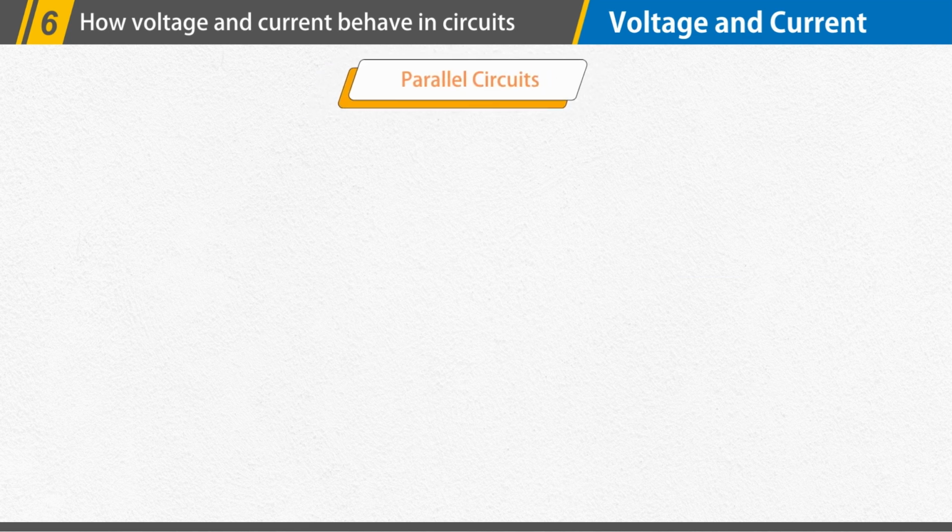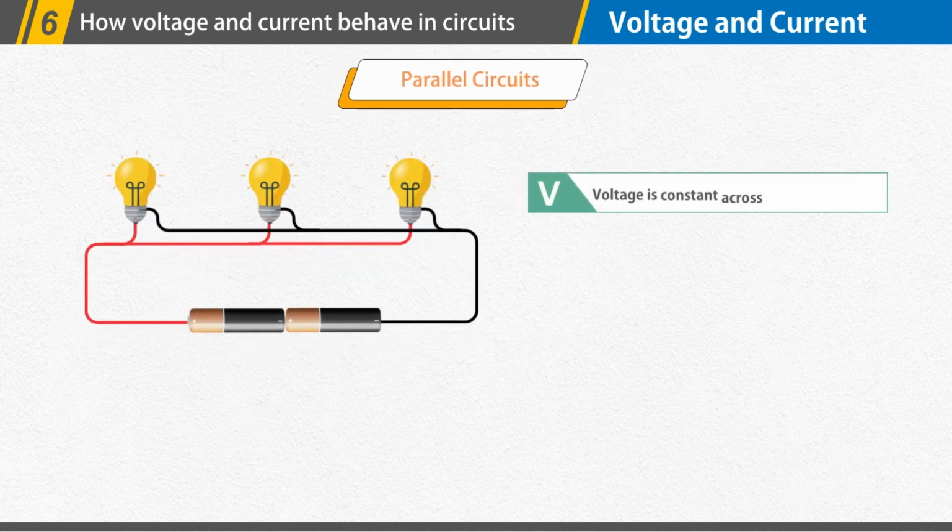Parallel circuit. The voltage across each branch in a parallel circuit is the same. This is because each branch has its own separate path connected directly to the voltage source. Therefore, the voltage across each component in a parallel circuit is equal to the voltage of the source.